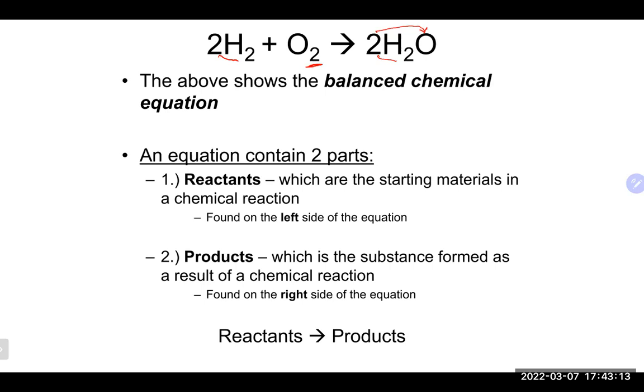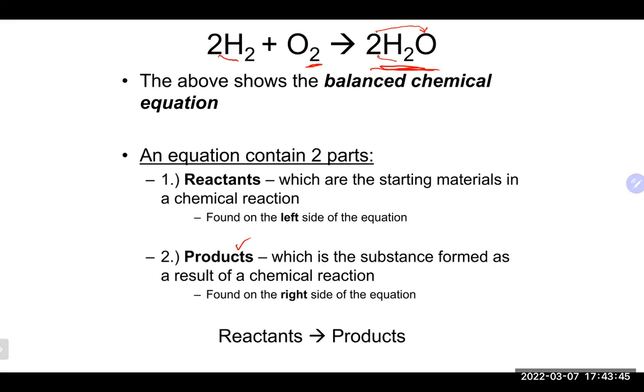There are really 2 parts. The first part is what we find on the left-hand side of the arrow, and those are our reactants. The reactants in a chemical reaction are your starting materials. So they're basically what you start with. They're the ones that are going to break apart all of their bonds and go to the right-hand side of the equation, which are the products. The products are the stuff that is formed as a result of the chemical reaction that has taken place. Reactants on the left, products on the right.